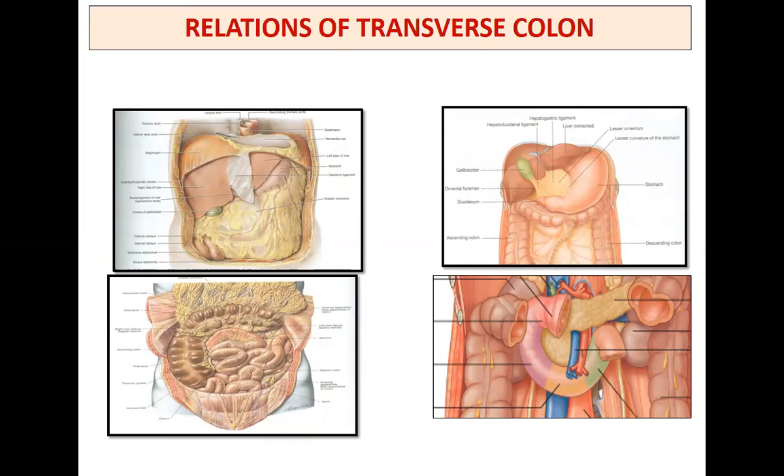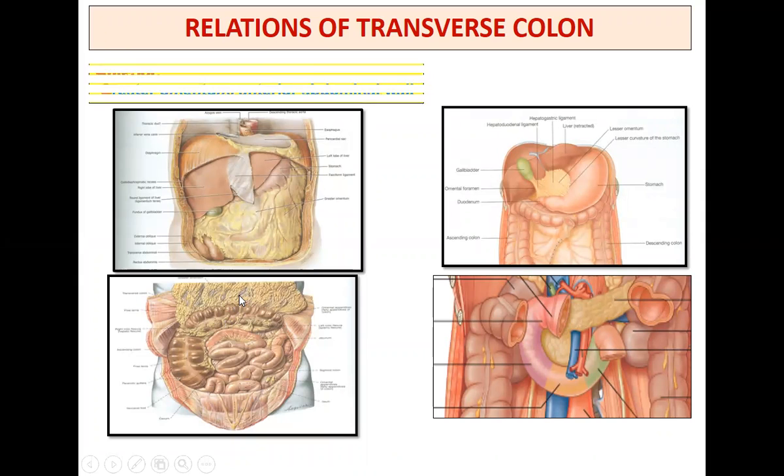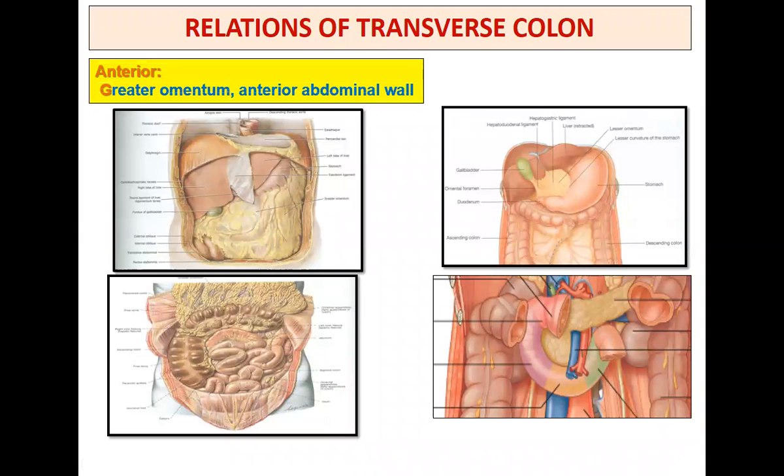Now coming to the mobile parts, that is the transverse colon. One is the transverse colon here. So what are the relations anteriorly? The greater omentum, as you can see here. When it is put down, this is how it looks. The transverse colon is deep inside, and here is the greater omentum. As well as the anterior abdominal wall, both are in anterior relation.